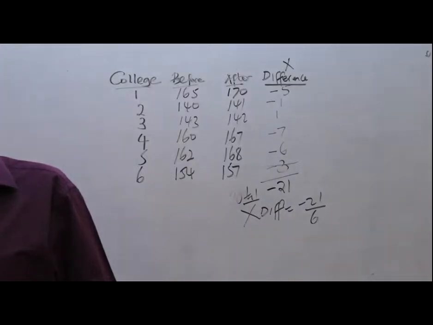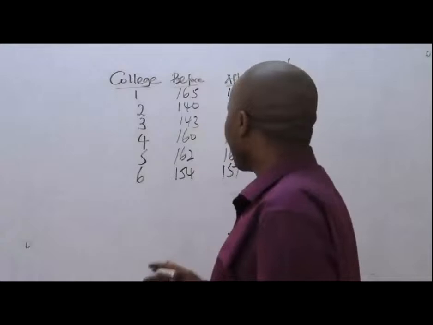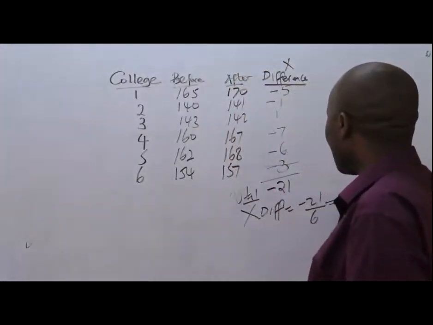Is there anybody who is able to give us that X bar? X bar, minus 3.5. Thank you very much. So X bar for the differences is minus 3.5.